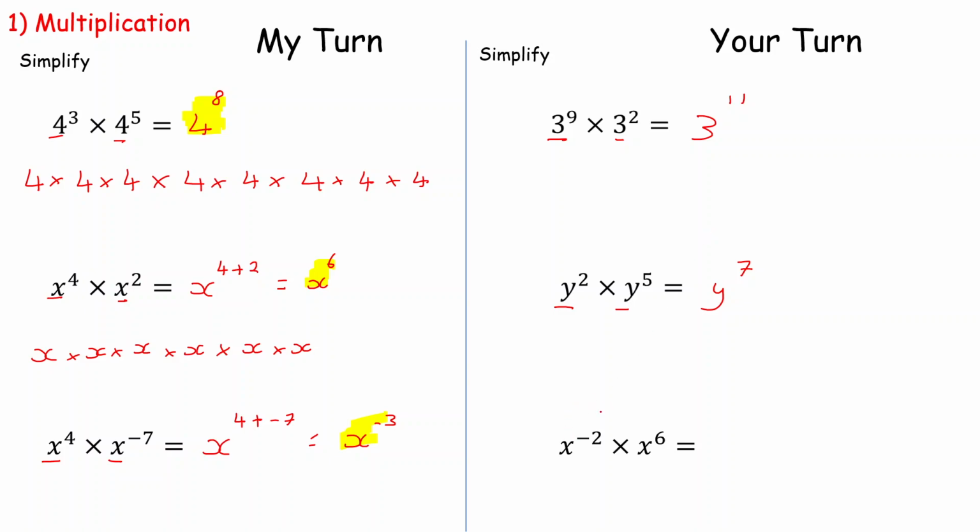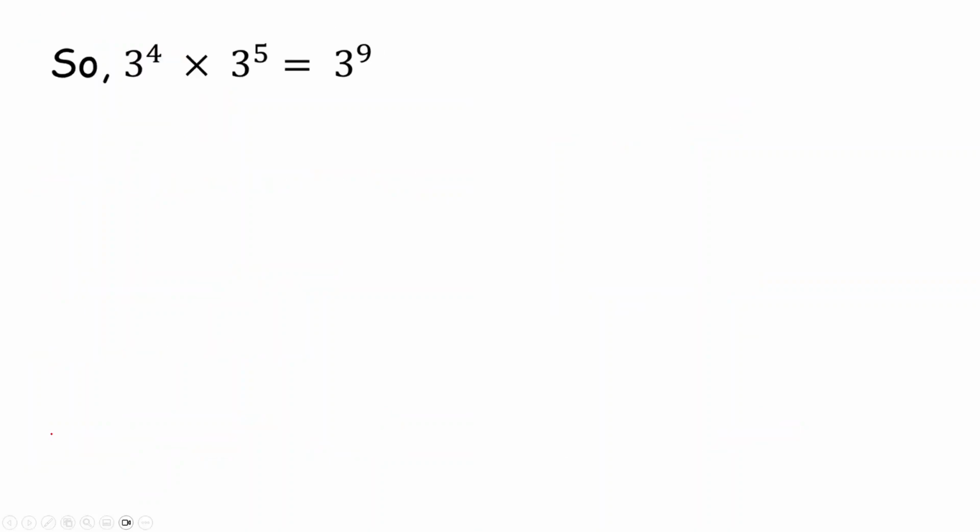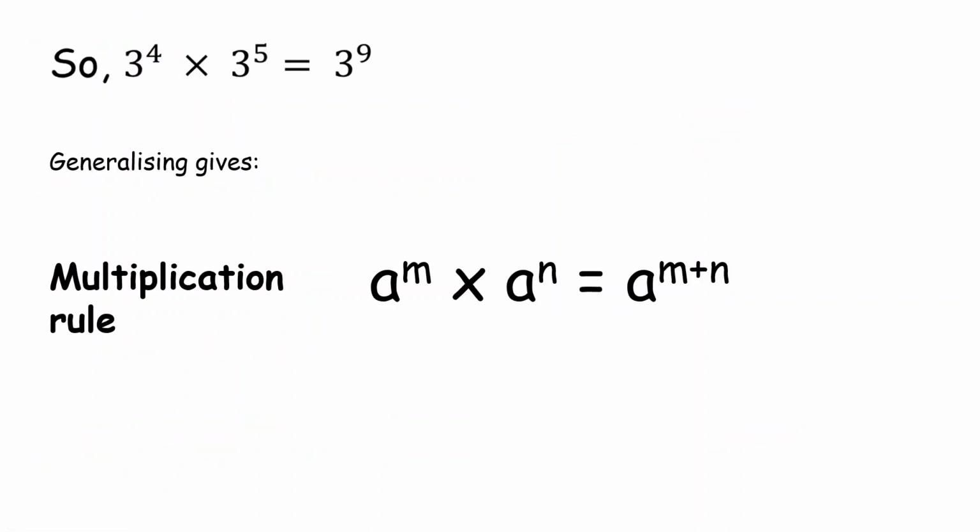Last one, again, you've got algebra, that's fine, same rule applies. Okay, you've got your base, which is x, and you go and add your powers. Negative 2 add 6 is going to give you to the power of 4. Minus 2 add 6 is 4. So your 3 answers up here are 3 to the 11, y to the 7, and x to the power of 4.